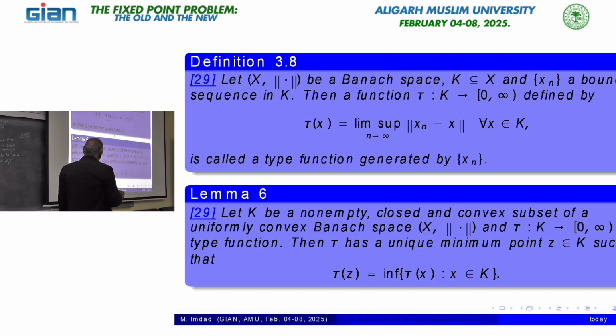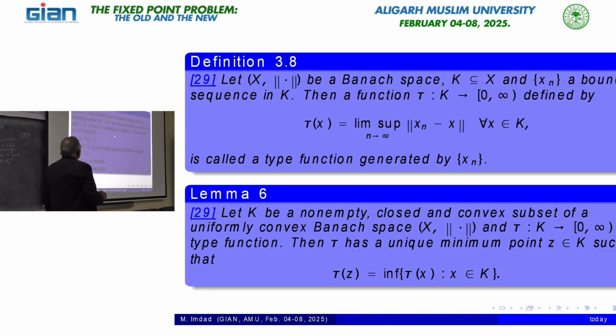Now here is another lemma, again by the same group. Let K be a non-empty closed and convex subset of a uniformly convex Banach space, and T a map from K to K. Then the type function has a minimum, then it has a unique minimum point z belonging to K, such that, this is the definition here, tau(z) equals the infimum of tau over K. So there is a unique z such that tau(z) is equal to this infimum.